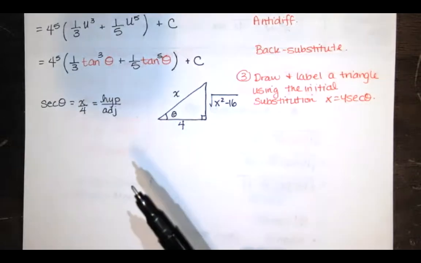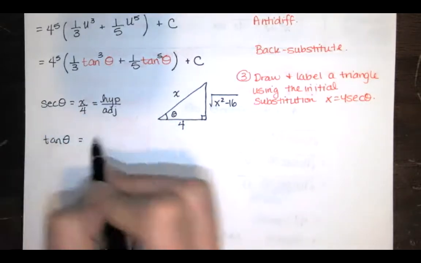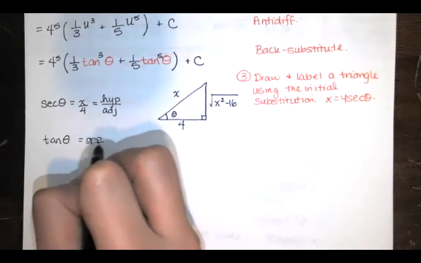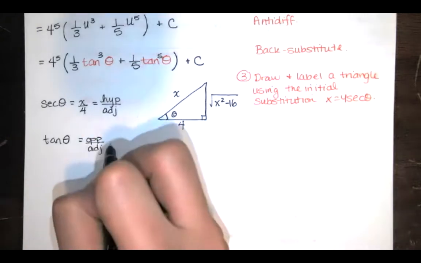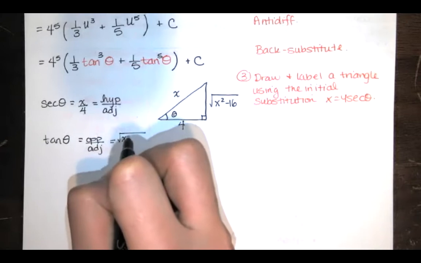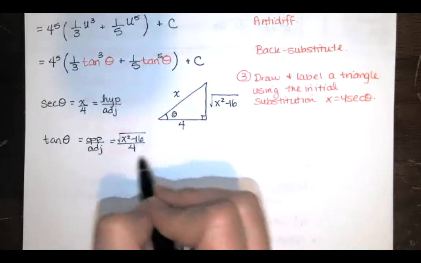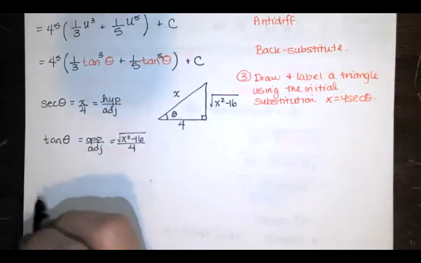Now, our answer is actually in terms of tangent of theta, so what I need to do is use this triangle to find tangent of theta. Well, from right triangle trig, we know that tangent is opposite over adjacent. So we've got the opposite side of square root of x squared minus 16 and the adjacent side of 4. We're going to substitute that in for tangent of theta here and here.